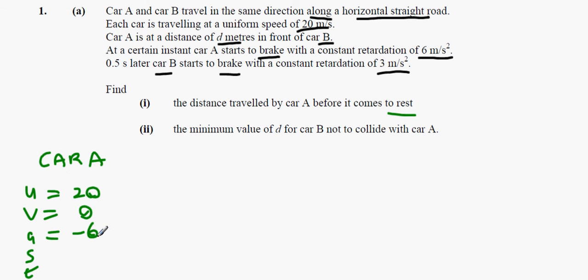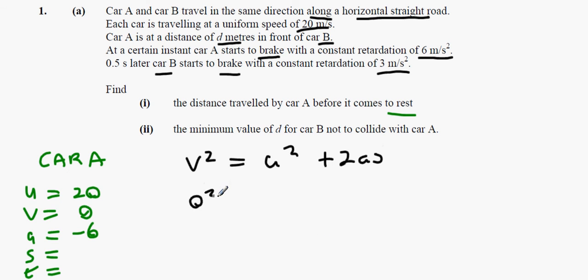Okay, so for the first part, we want to find the distance traveled. Go straight forward. You could use two formulas, v equals u plus at, followed by s equals ut plus a half at squared. But we might as well just go for v squared equals u squared plus 2as and go straight for the answer.